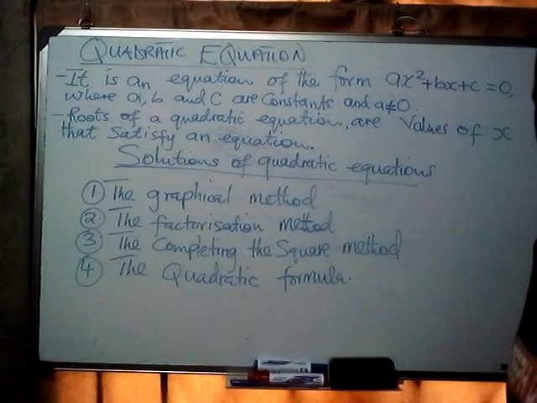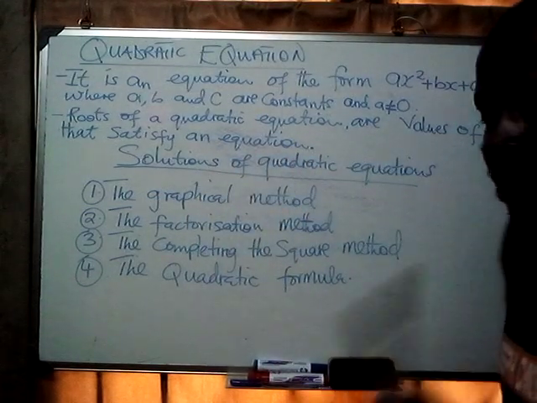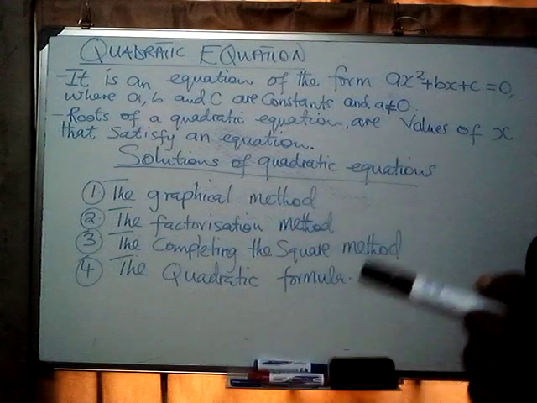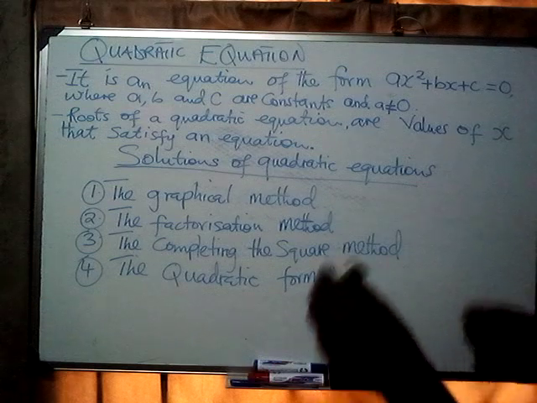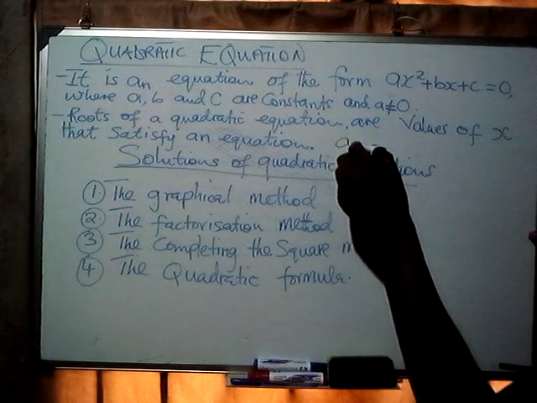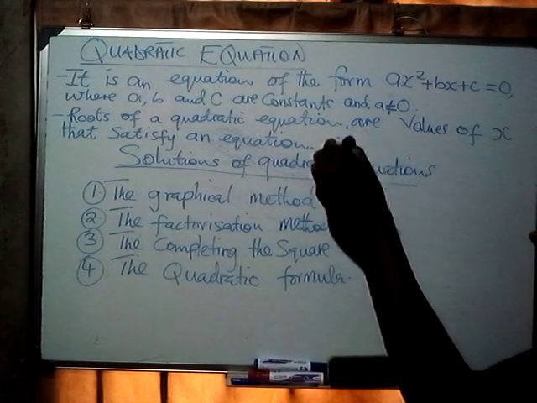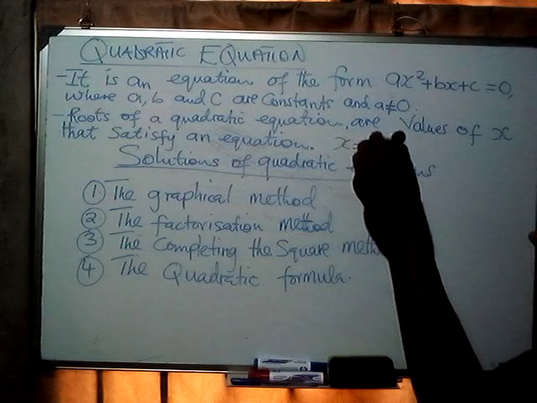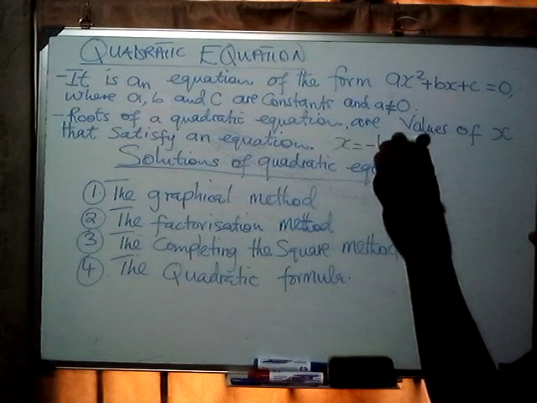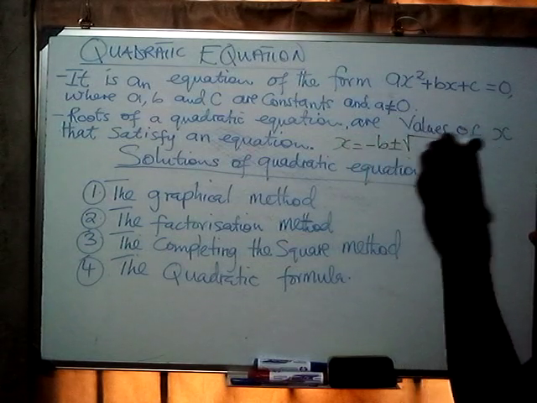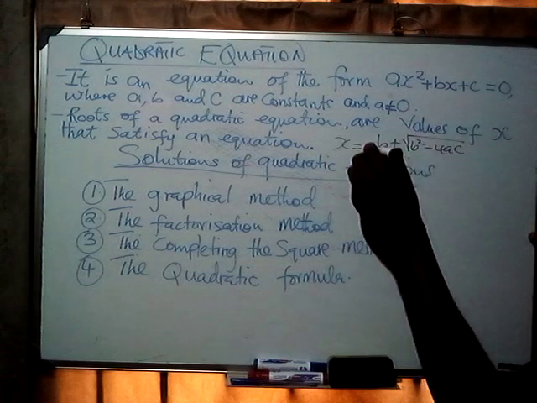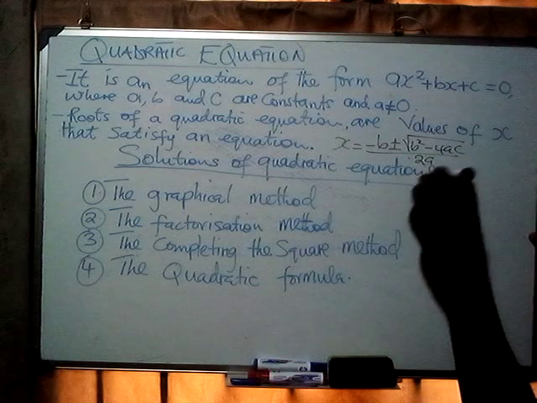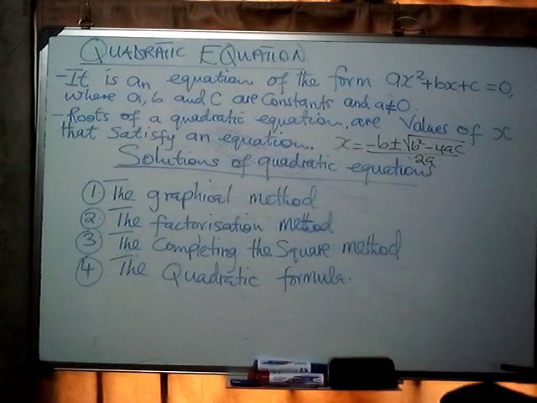We looked at the roots, and we discovered that these are the values of x, and we know how we came up with the roots. We said we can find the roots by saying x is equal to negative b plus or minus the root of b squared minus 4ac over 2a. This is how we came up with the roots in our previous videos.